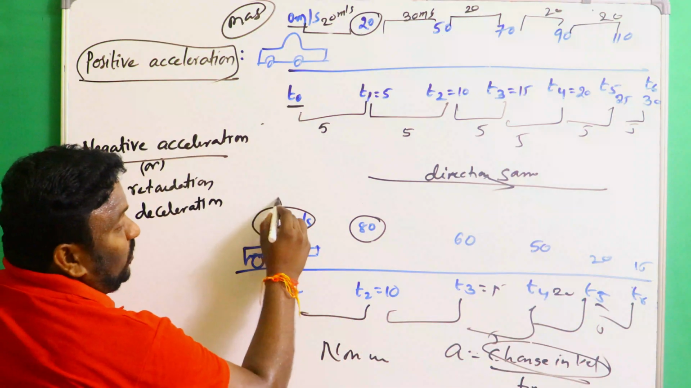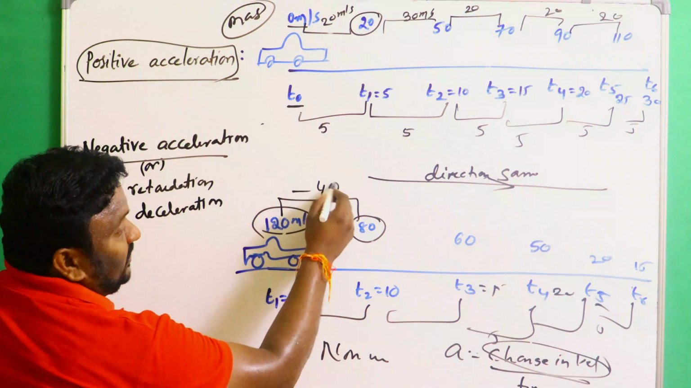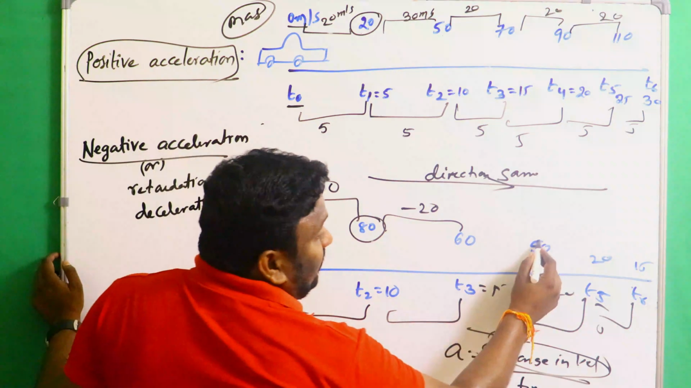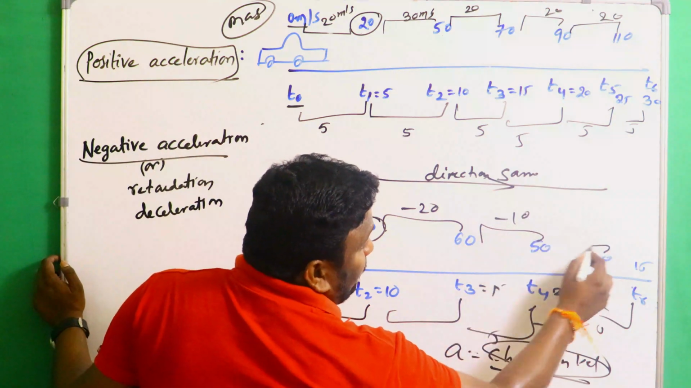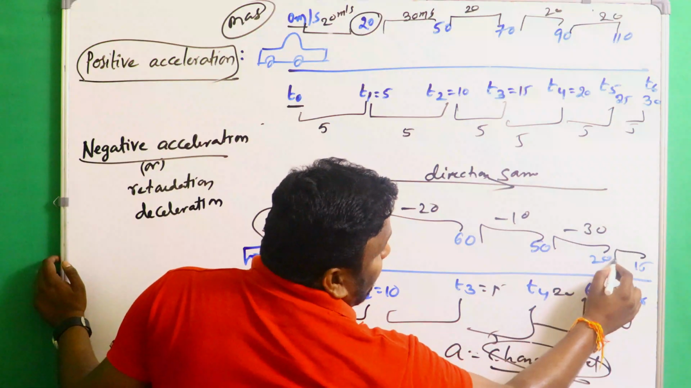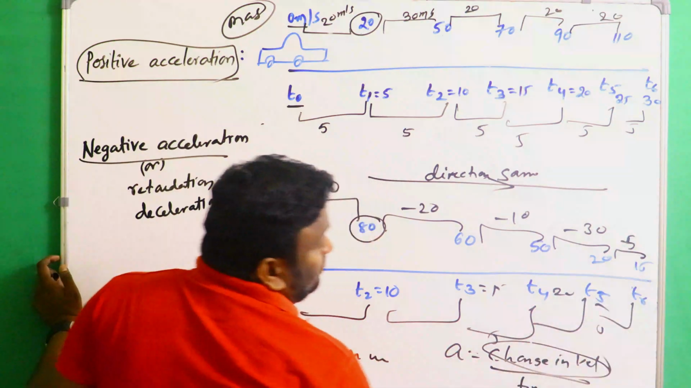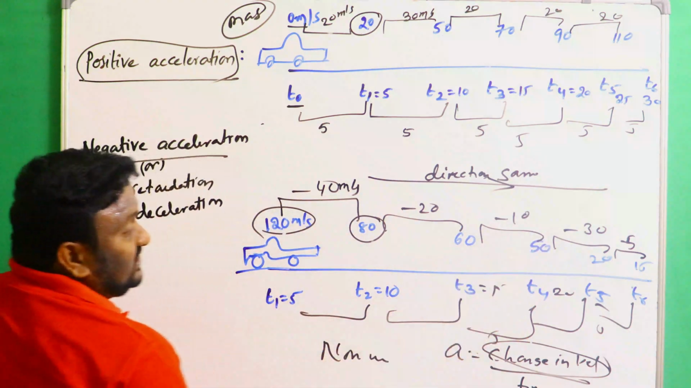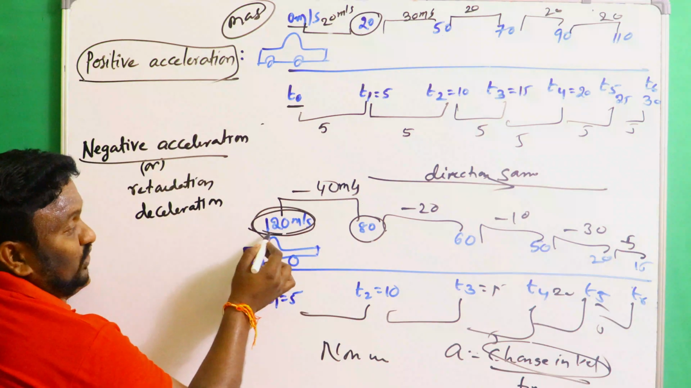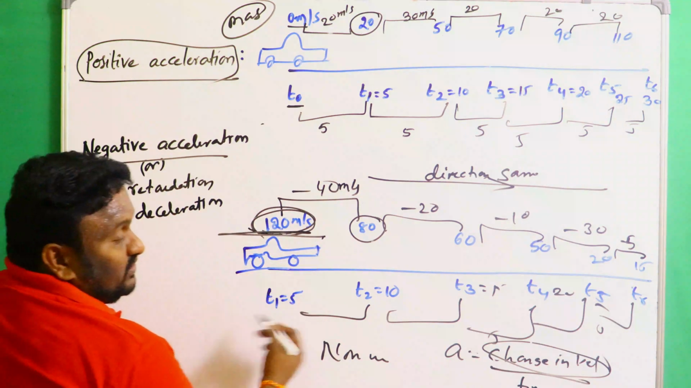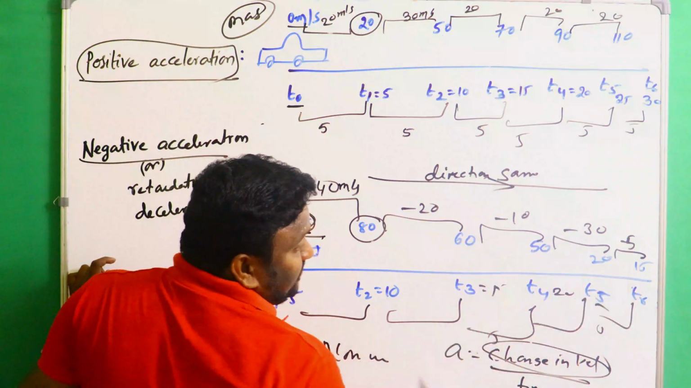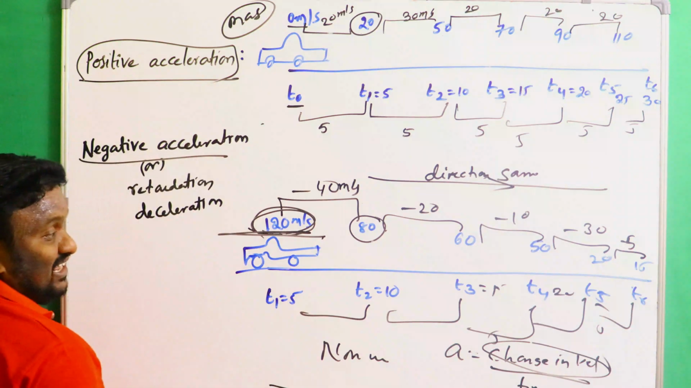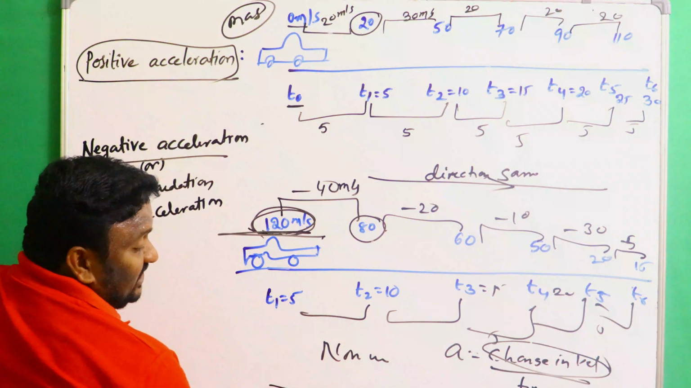But here the change in velocity is what? 80 minus 120, minus 40, and in this case 60 minus 80 is minus 20, and now 50 minus 60, minus 10, and 20 minus 50, minus 30, and again 15 minus 20 is minus 5 meter per second. So in this case, initially the velocity of the car is 120 meter per second, and in a very short time it decreases its speed. Here also the vehicle is moving along a straight line path, but there is no change in direction.